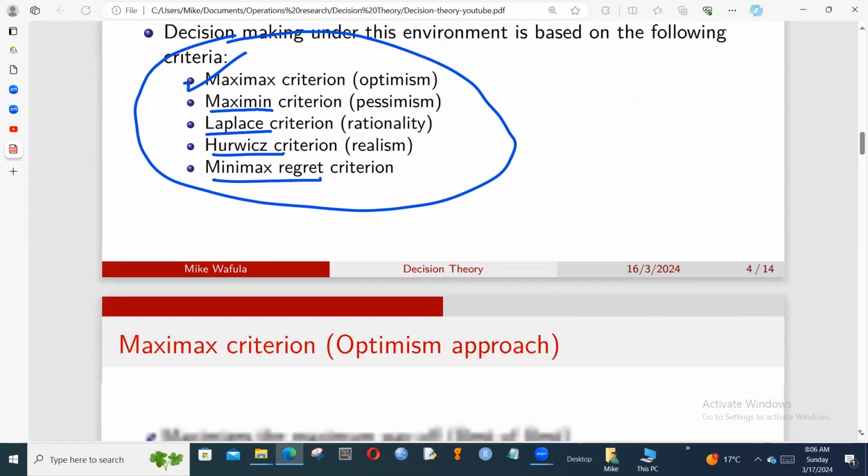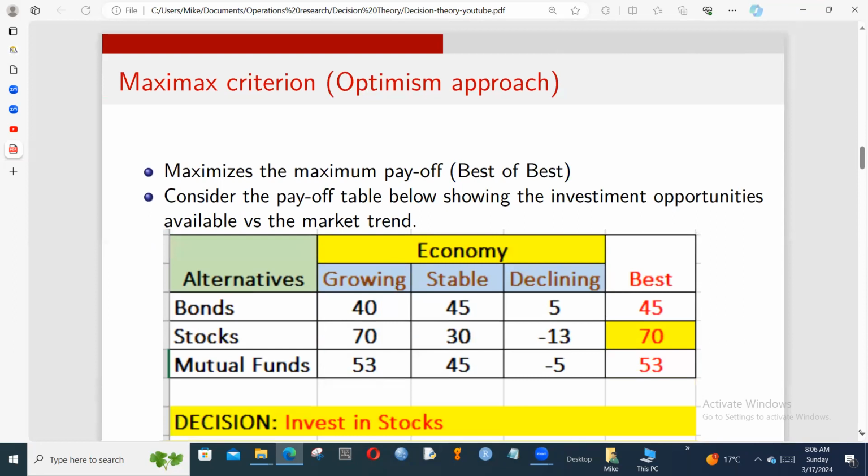Now, let's begin looking at them one by one. The Maximax criterion, I'll use the same example to illustrate this, which we are saying is also called the optimism. It is said that decision makers who are optimistic in nature are the ones who embrace the Maximax criterion. And what this criterion seeks to do is to maximize the maximum payoffs. Remember, the payoffs are those values you are seeing in the cells. And so we are saying that the Maximax criterion wants to maximize these payoffs, sometimes called the best of best.